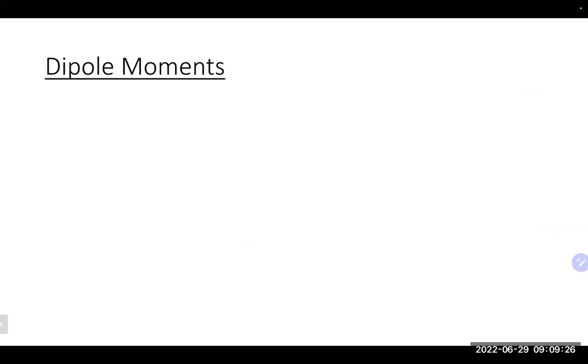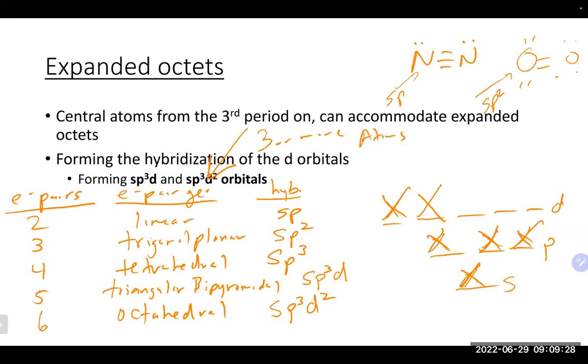All right, so obviously you need to be able to draw Lewis structures. You need to be able to identify the electron pair geometry and the molecular geometry. You need to be able, obviously, to identify the hybridization like we just did, and obviously sigma bonds, pi bonds, and all that kind of stuff. Any questions on any of that?